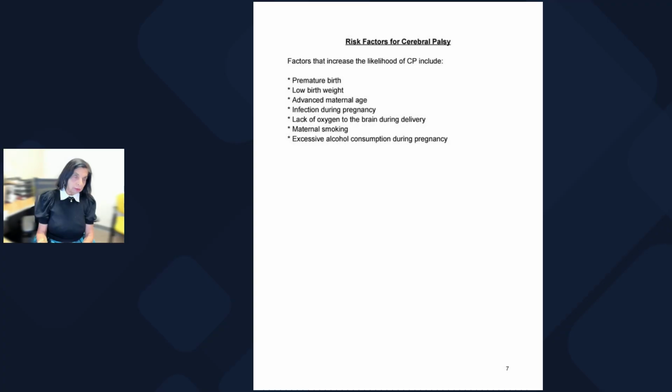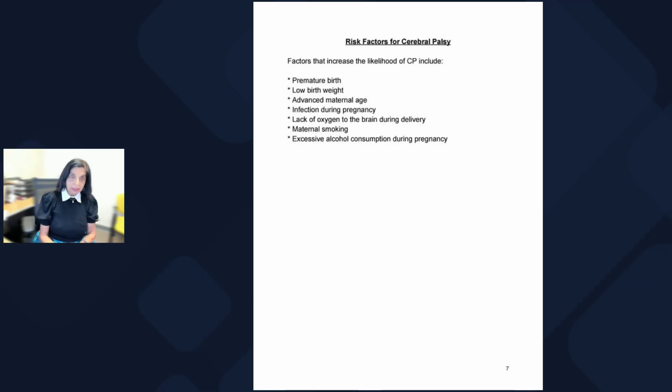But before I go to the next slide, I do want to talk about the factors that affect the baby. The risk factors for cerebral palsy include premature birth, low birth weight, advanced maternal age, infection during the pregnancy, lack of oxygen to the brain during the delivery. Other major contributory factors include maternal smoking or excess consumption of alcohol.